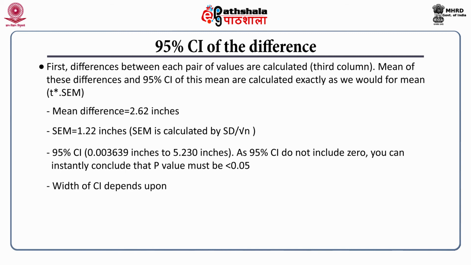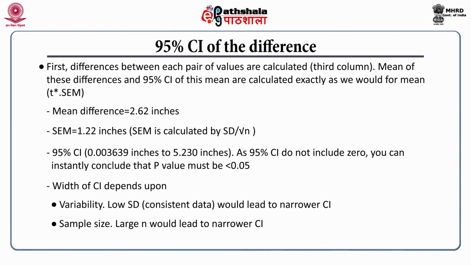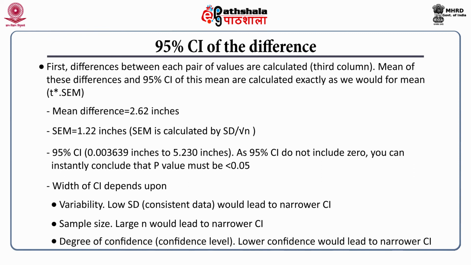The width of the CI depends on the variability: low standard deviation or low variance, that means consistent data, would lead to a narrower CI. A large sample size n would lead to a narrower CI. For the degree of confidence, or the confidence level, lower confidence would lead to a narrower CI.